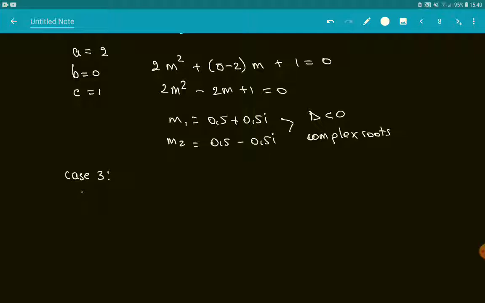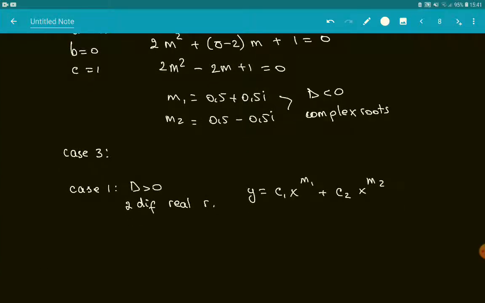If we have case 1, what will happen? If we have case 2, what will happen? If we have case 3, what will happen? If it is case 1, the discriminant is bigger than 0, and it has two different real roots. If that is the case, y will be equal to c1 x to the m1 plus c2 x to the m2. So that is the first case.